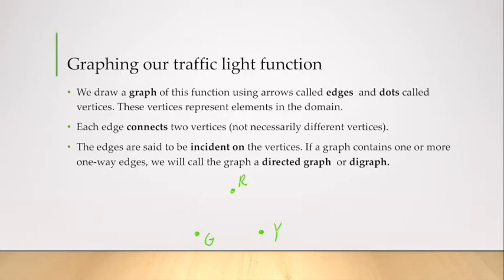And if a graph contains one or more one-way edges, we call the graph a directed graph. So some things don't go both ways, like the light doesn't go from red to green and then from green back to red. No, it has to go to yellow and then to red first. So here would be a graphical representation of our traffic light function. So we can represent discrete functions as this type of graph, okay? It's important to note that this graph represents a 3-cycle.